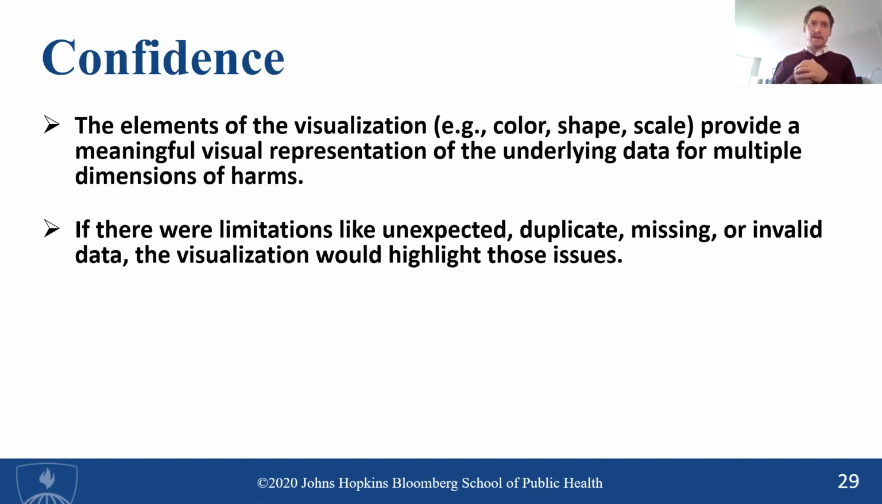And then the fourth and final domain, the last statements, statements 9 and 10. There are 10 statements overall. The elements of the visualization provide a meaningful visual representation of the underlying data for multiple dimensions of harm. So as opposed to the essence question, which looked at meaningful spatial organization, this question is getting at a meaningful representation for the specific elements, not misleading. You know, do you strongly disagree or strongly agree that the elements of the scale aren't misleading you in some way?